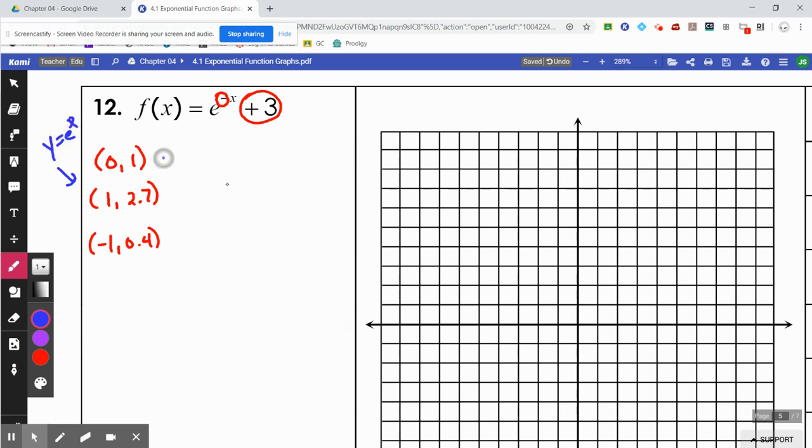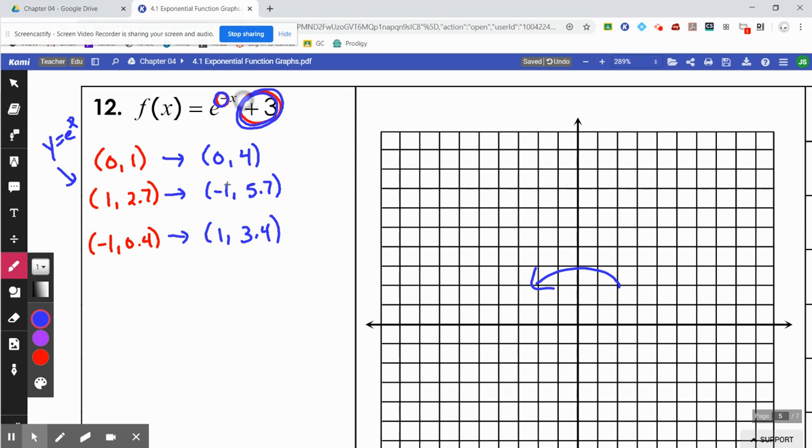Now this one has been flipped. Again, it's been flipped horizontally. So that means that it got flipped across this y-axis, so your x value changes signs. So let's go ahead and change all the signs of our x values. And that's what happens there. And then finally, the plus 3 is going to take all my y values and simply move them up 3. So that'd be a 4, a 5.7, and a 3.4.